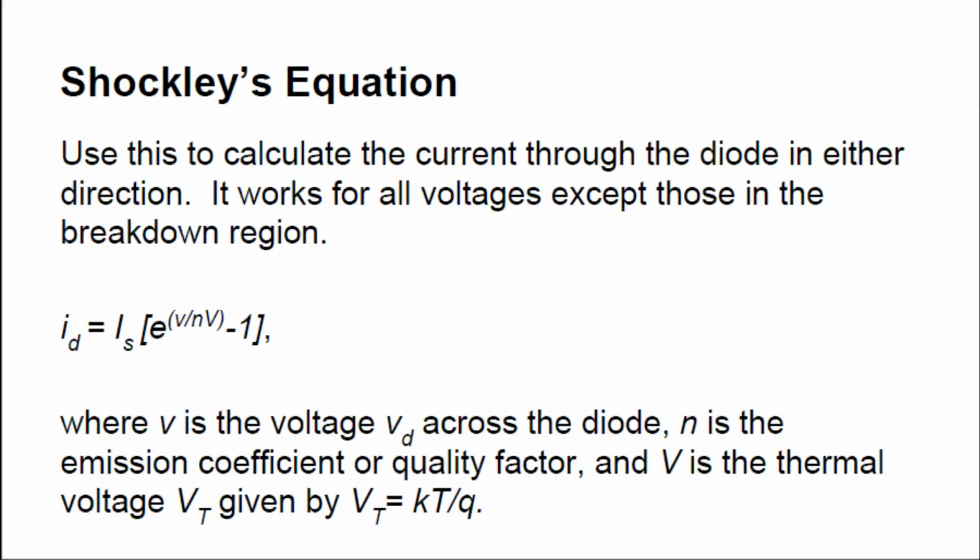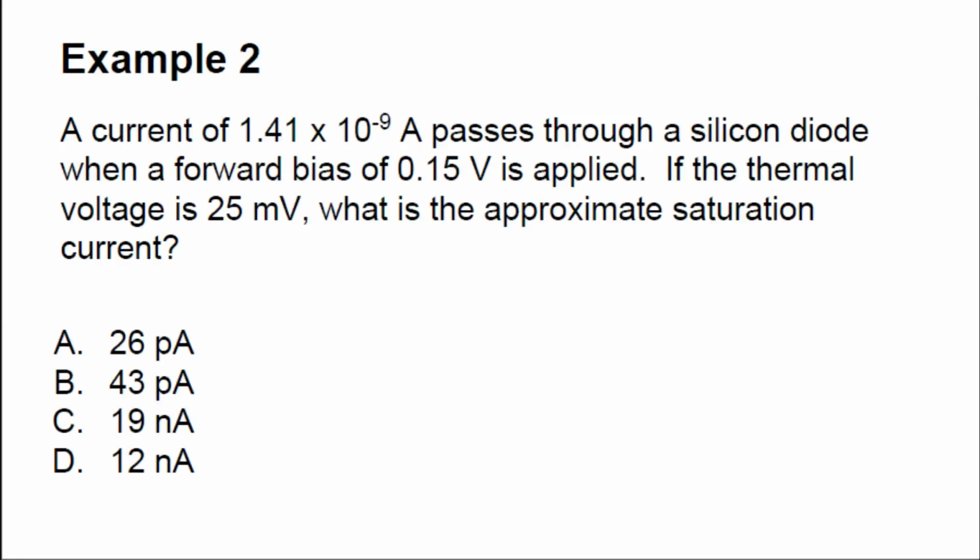Let's look at an example now, and let's actually calculate the current going through the diode. A current of 1.41 times 10 to the negative 9 amps, so that's 1.41 nanoamps, passes through a silicon diode when a forward bias of 0.15 volts is applied. If the thermal voltage is 25 millivolts, what is the approximate saturation current?